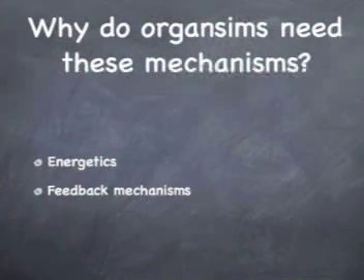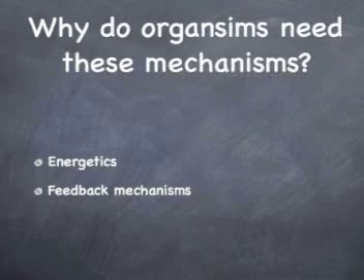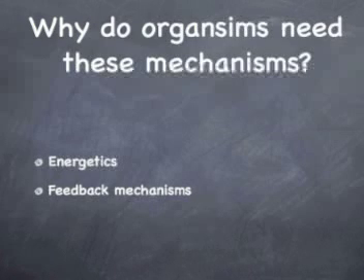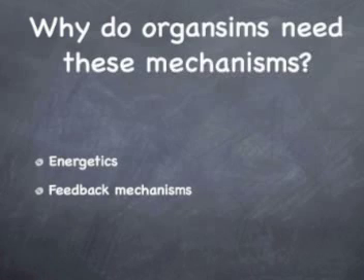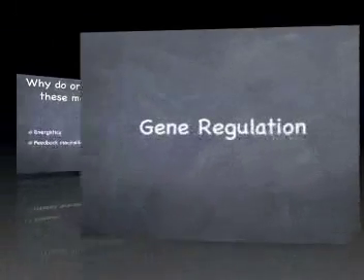So why do organisms need these mechanisms? One reason is energetics. It would be energetically inefficient to produce enzymes or amino acids if that organism doesn't really need them. The other reason is for feedback mechanisms. If you have too much of a good thing, you want to make sure that you don't overdo it. And so sometimes we need those signals to shut down certain pathways, especially if those concentrations of amino acids or proteins are way too high.